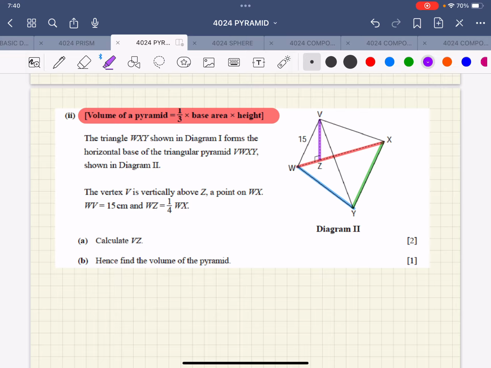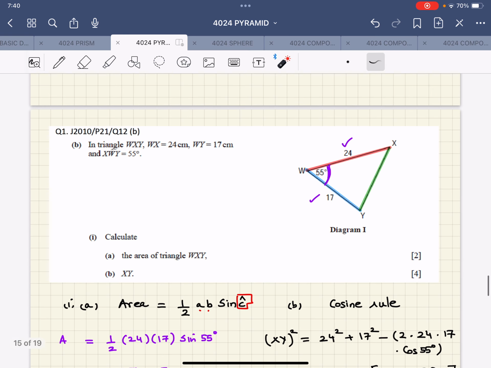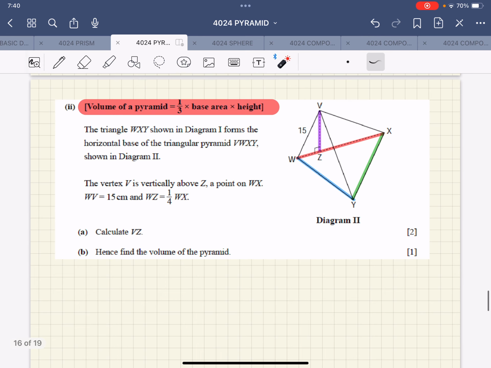Now it's a pyramid. The vertex is vertically above Z on WX. So Z is on this line WX. WV is 15 centimeter. That is the height. WZ is 1/4 of WX. Now how much is WX? WX is 24. So let me write this over here, something very basic. WZ is 1/4 of WX, which is 24, which comes out to be 6 centimeter. This is WZ.